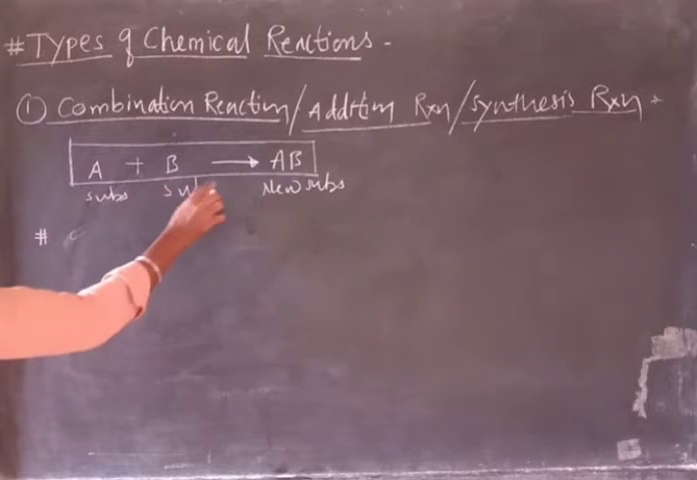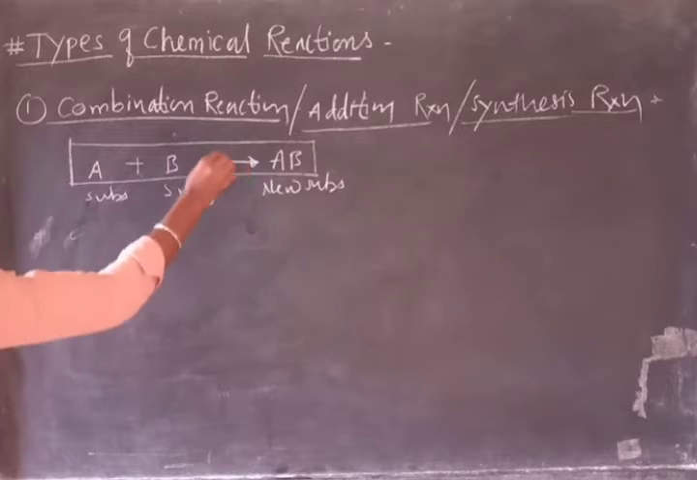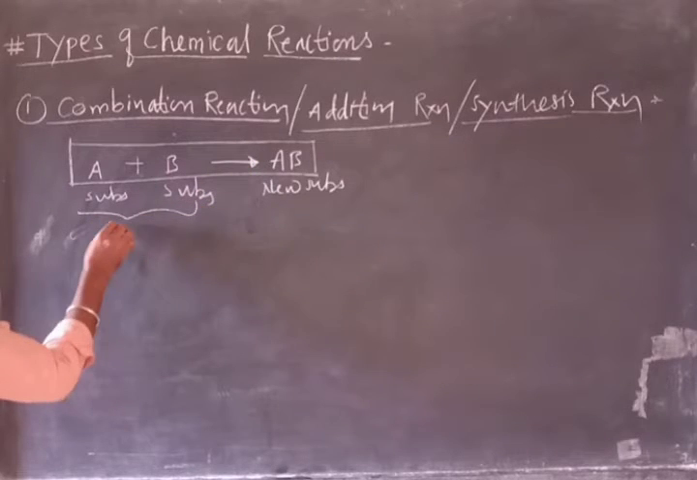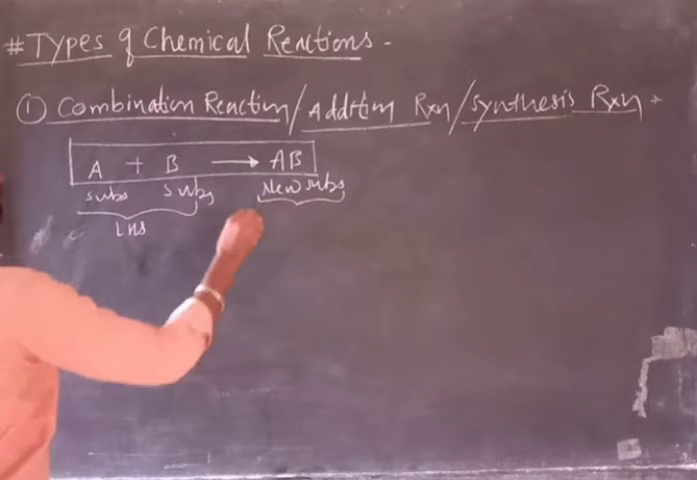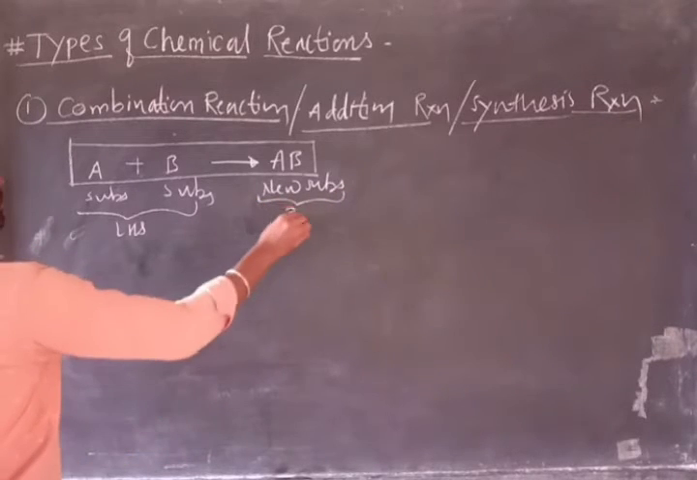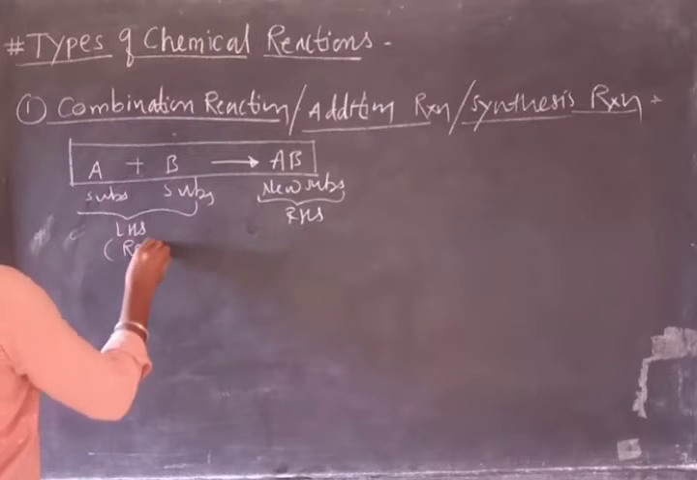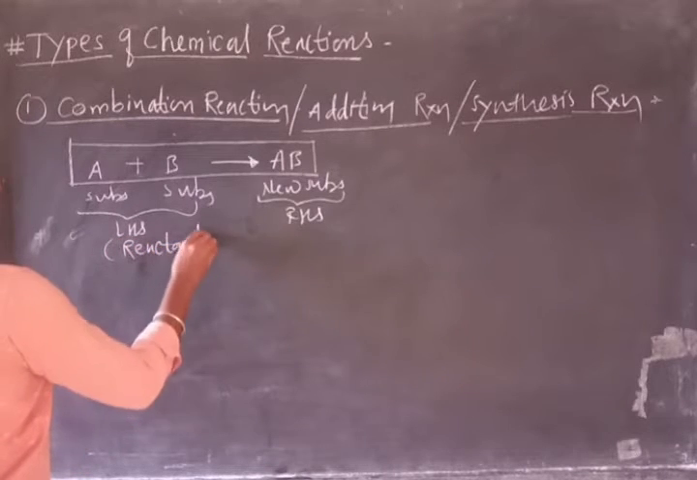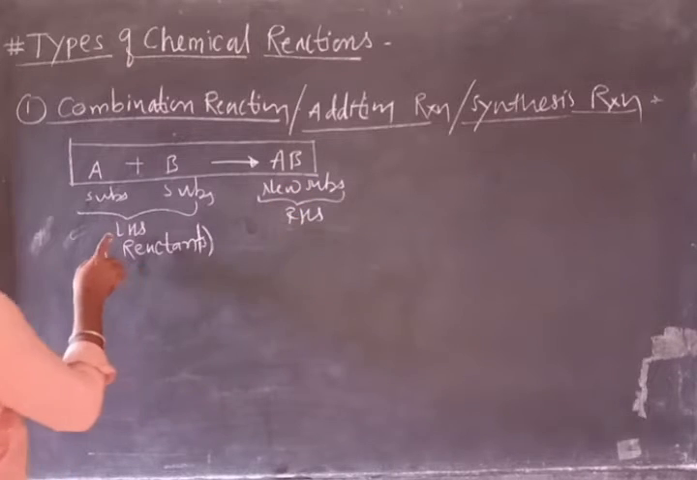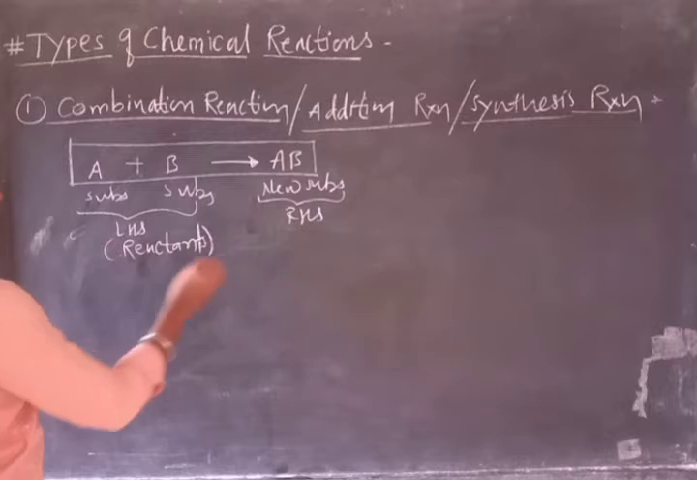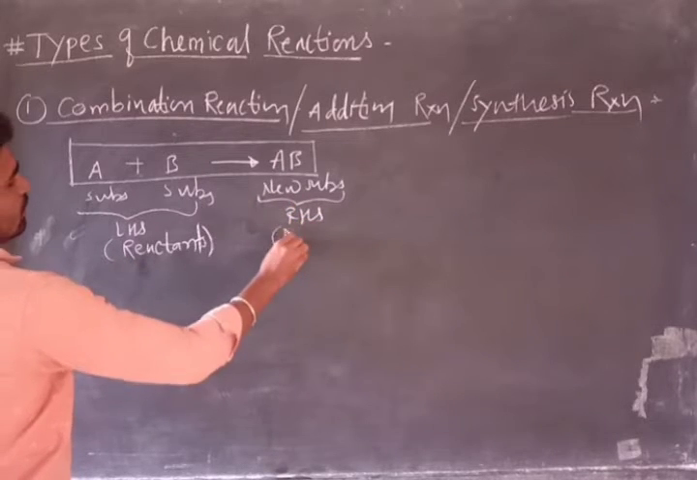here we know that this is the left hand side of the arrow, and this is the right hand side of the arrow. So at the left hand side we write the reactants, and at the right hand side we write the product.